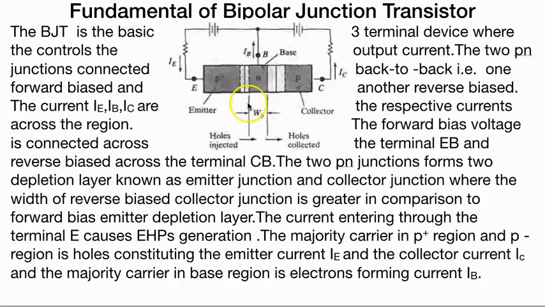From this diagram we can see that WB is the width of the N region, and the emitter is P, or we can say P plus. The emitter region is always heavily doped with acceptor ions. What are acceptor ions? We have already discussed.